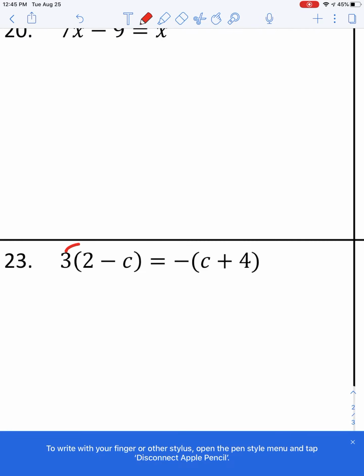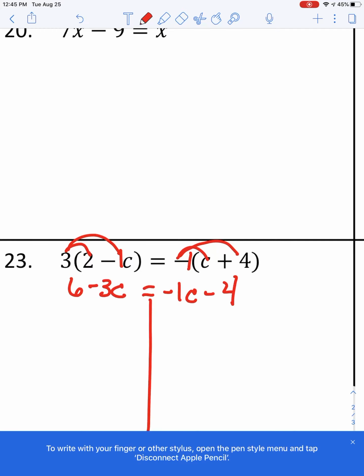So I'm going to get rid of my parentheses by distributing. If you want to put a 1 there, go ahead. 3 times 2 is 6 minus 3c, because 3 times negative 1c. Negative 1 times c is negative 1c. Negative 1 times 4 is minus 4.